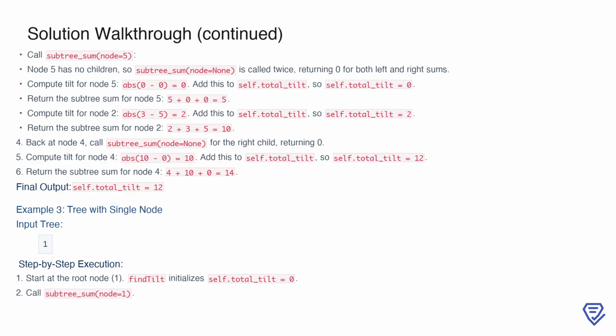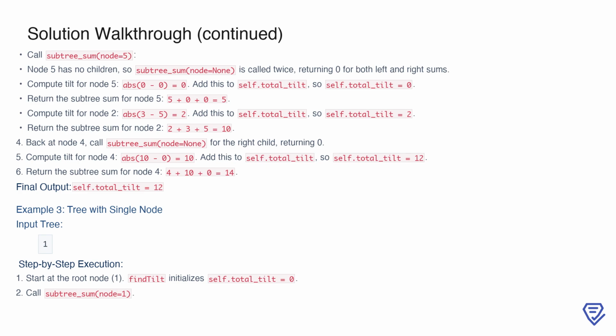Returning to the root node, node 4, we process its right child, which is null. The subtree_sum call for the null child returns 0. The tilt for node 4 is computed as abs(10 - 0) equals 10, which is added to self.total_tilt, resulting in a total tilt of 12.